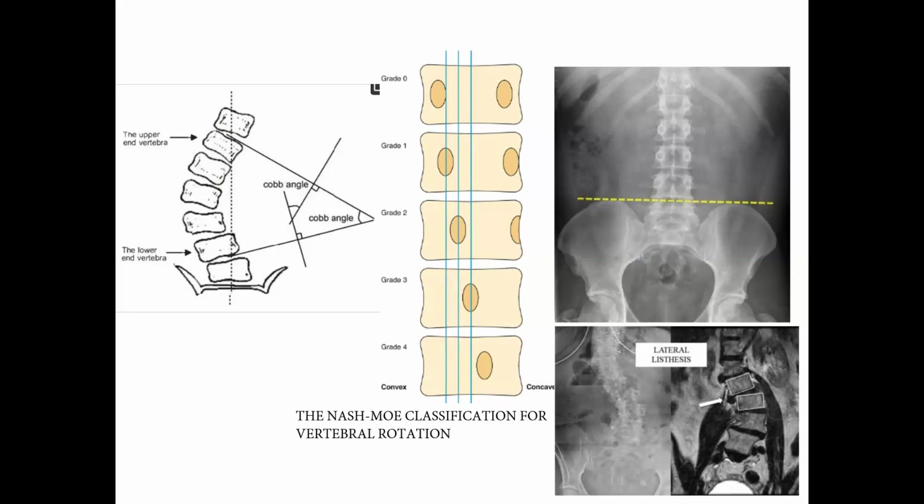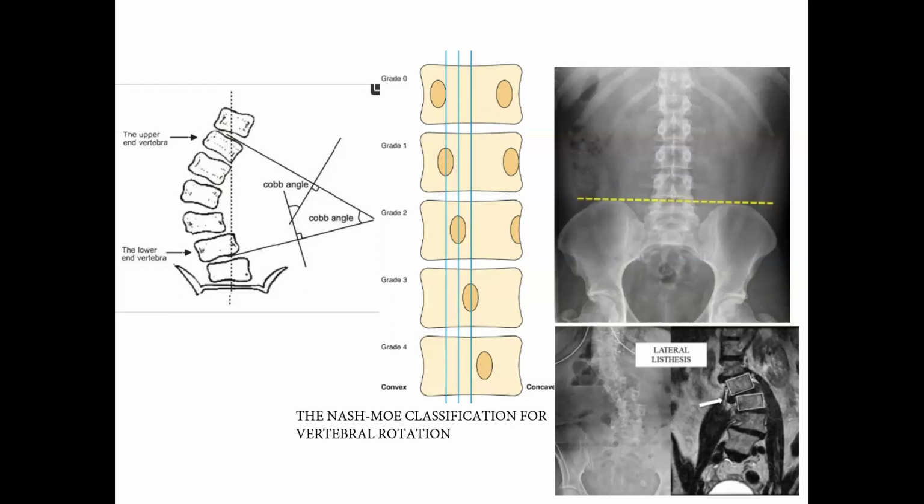And rotation of vertebrae is calculated by the Nash-Moe classification. What they did in the Nash-Moe classification is they divided the vertebral body into 6 segments, and depending upon the location of the pedicle in which segment, they graded it from 0 to 4.